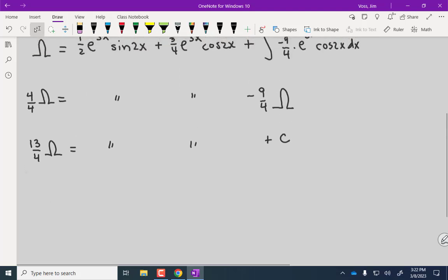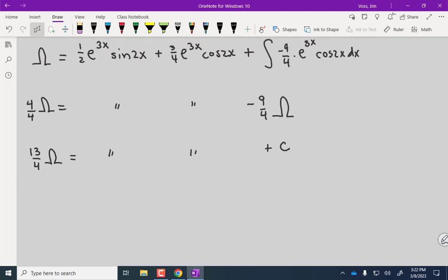All right, so now we multiply both sides by the reciprocal. Something times its reciprocal is 1. So we're going to multiply by 4/13. Can we leave it on the outside? Well, there's a c in there, so you need to distribute it. So we have that 4/13, so we're going to have 2/13 e to the 3x sine 2x.